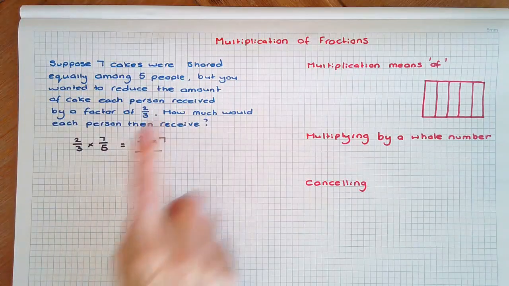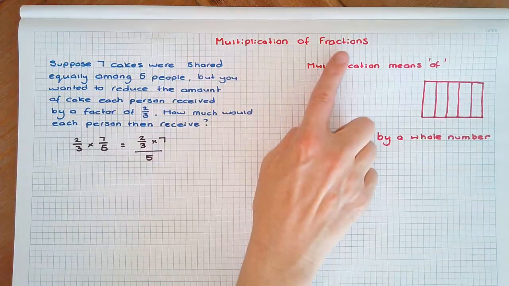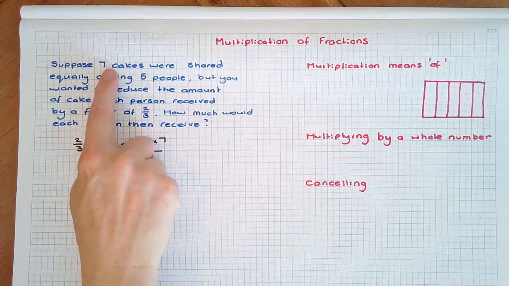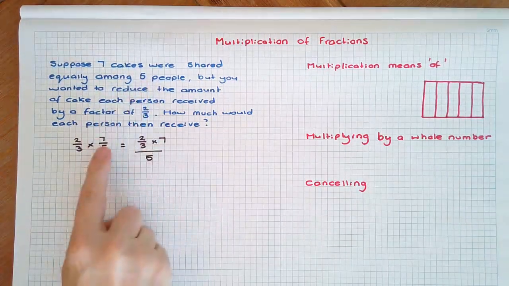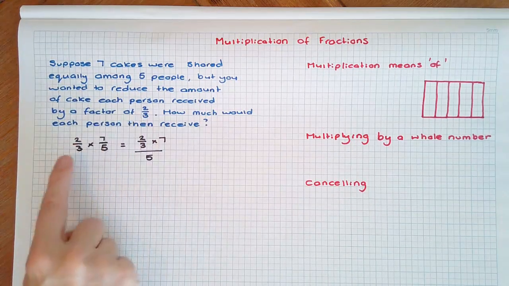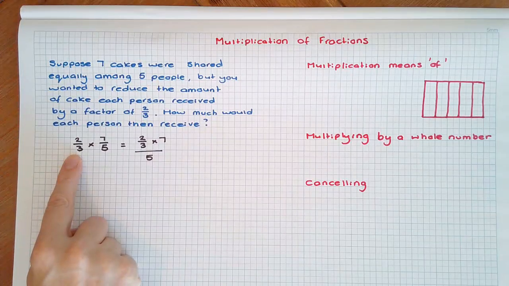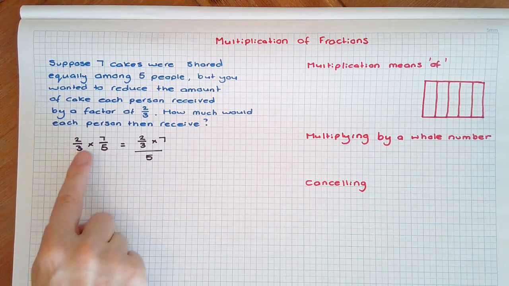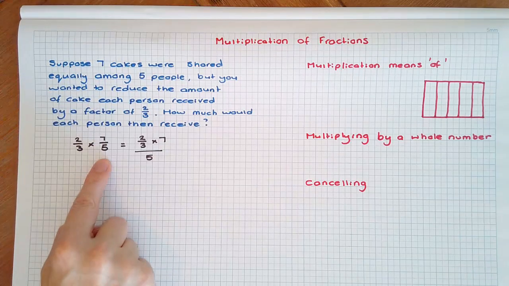In this video, we're going to have a look at multiplication of fractions. Suppose 7 cakes were shared equally among 5 people, but you wanted to reduce the amount of cake each person received by a factor of 2/3. How much would each person then receive? The sum would be 2/3 times 7/5.